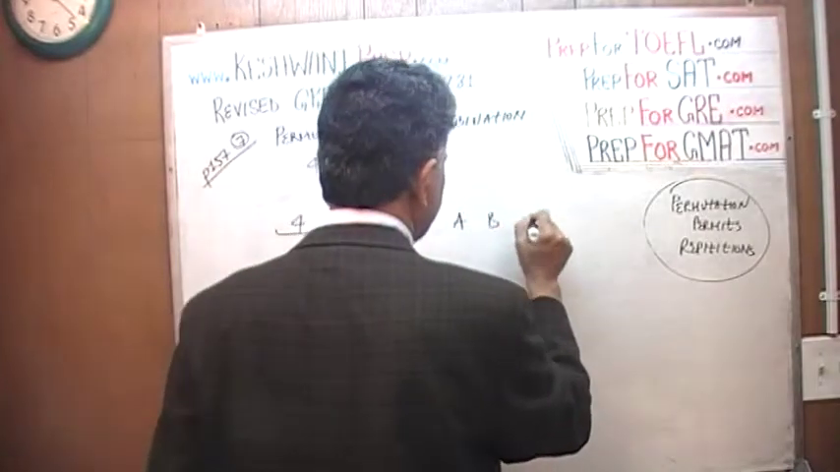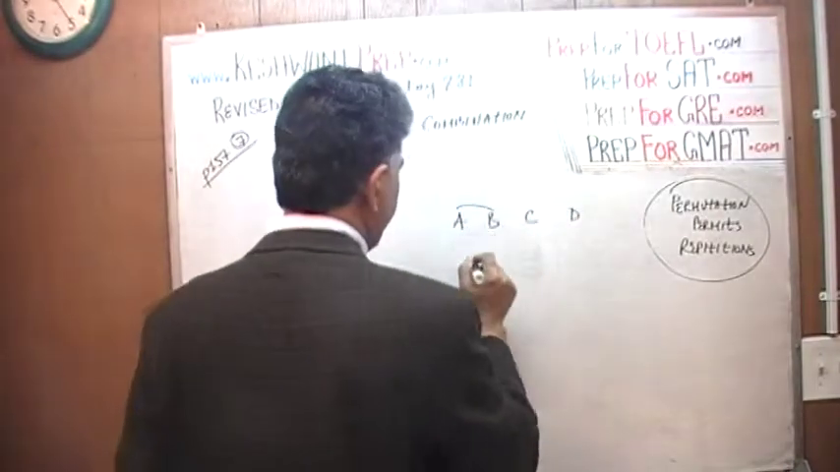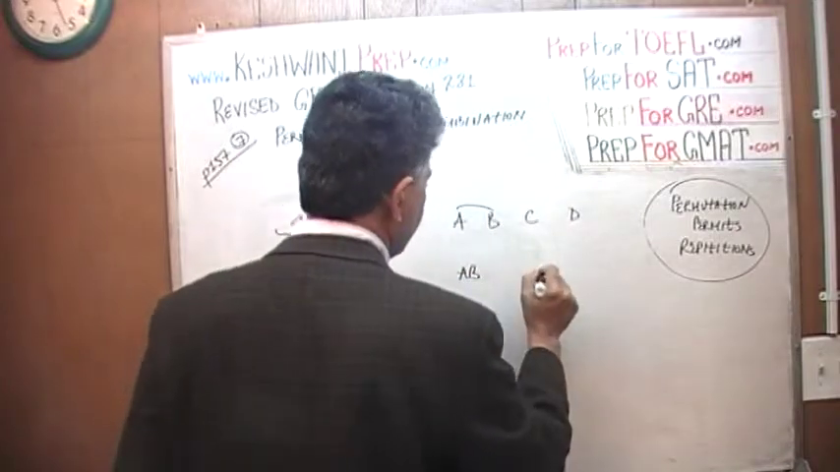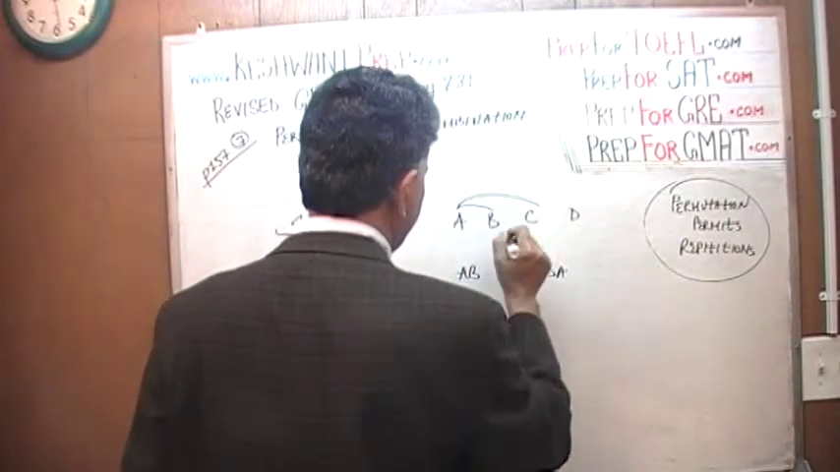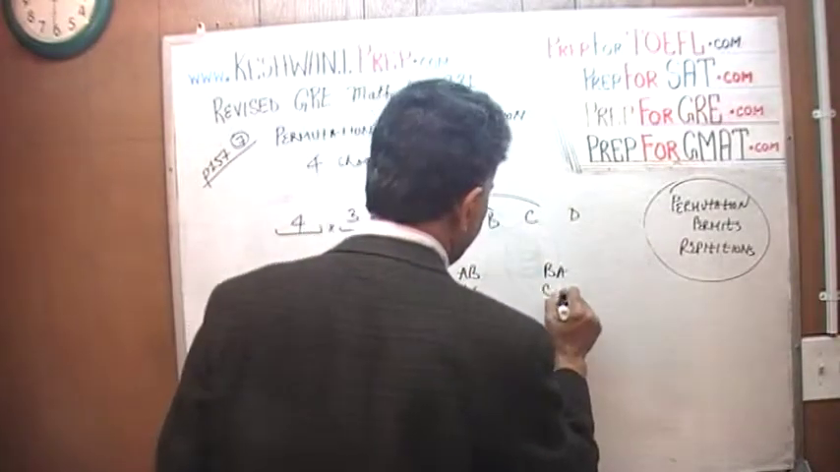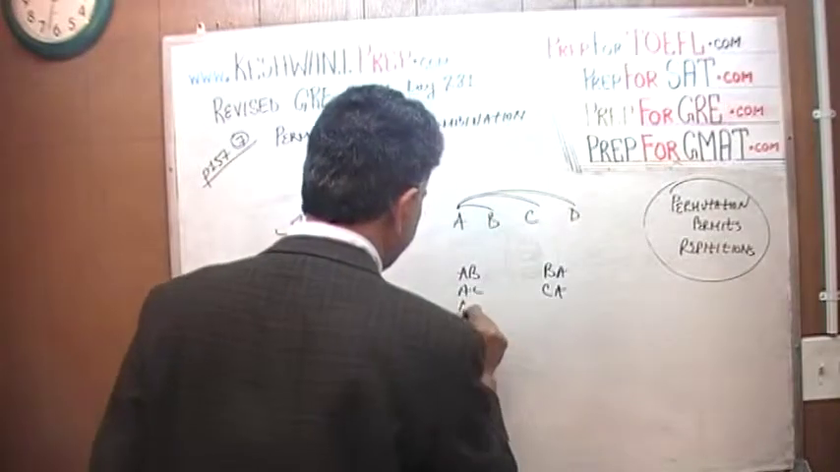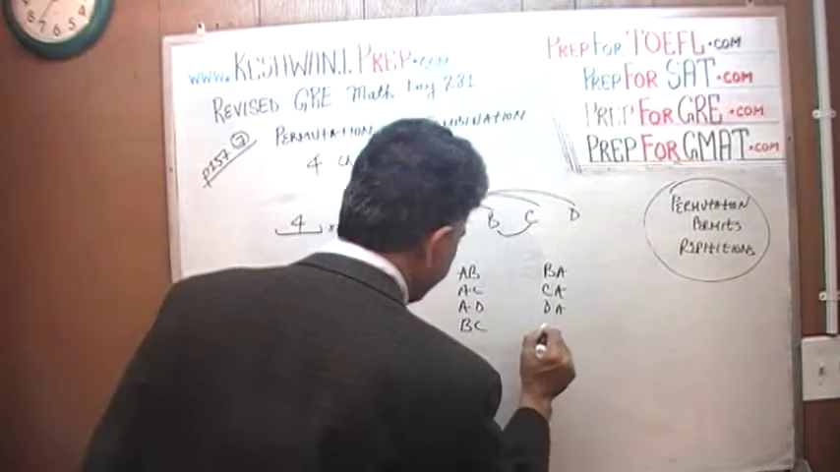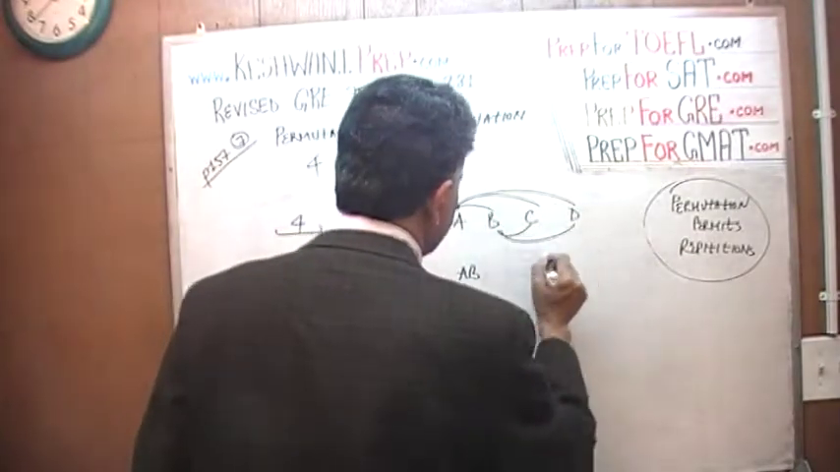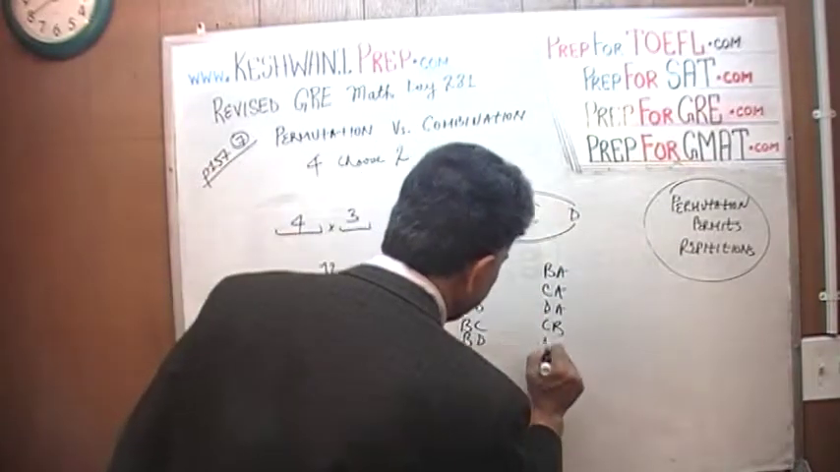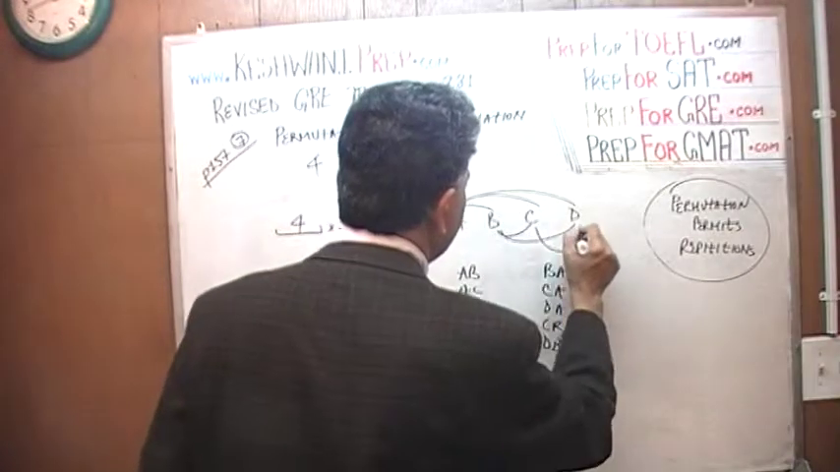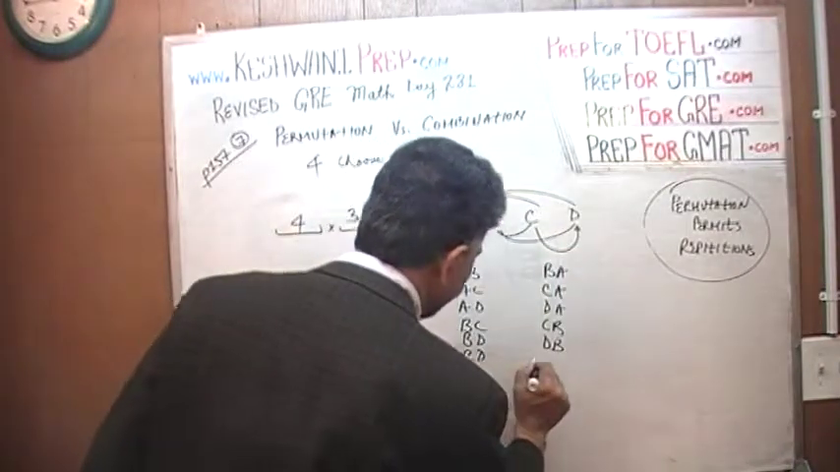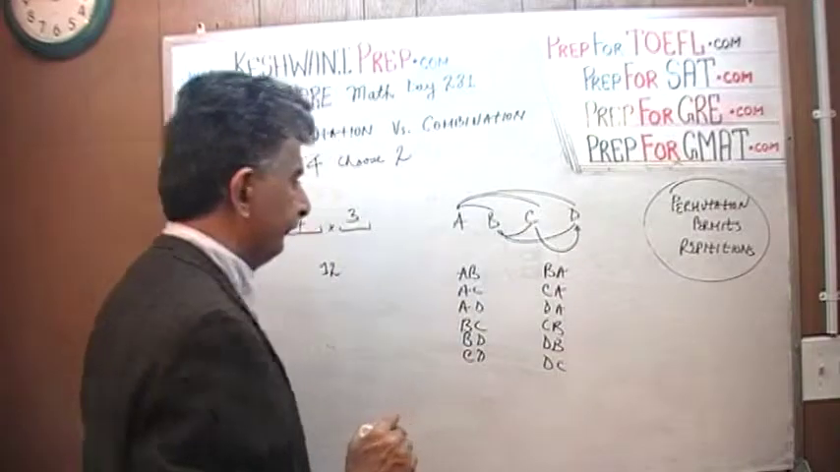A, B, A, C, A, D, B, A, B, C, B, D, C, A, C, B, C, D, D, A, D, B, and finally D, C.